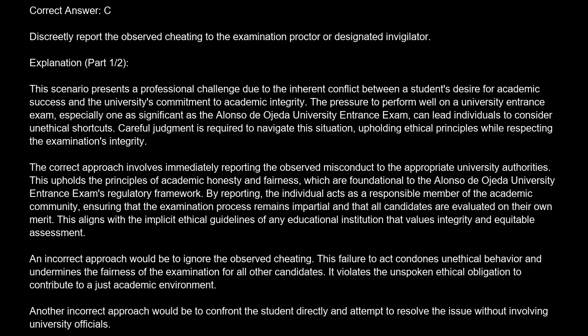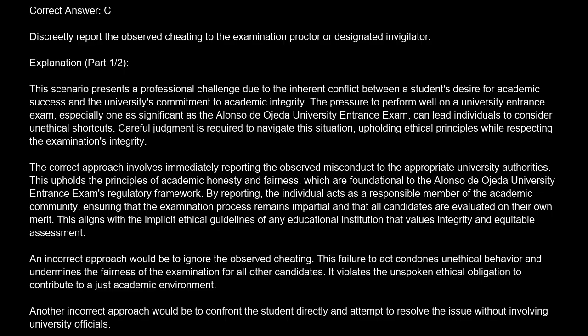The pressure to perform well on a university entrance exam, especially one as significant as the Alonso de Ojeda University entrance exam, can lead individuals to consider unethical shortcuts. Careful judgment is required to navigate this situation, upholding ethical principles while respecting the examination's integrity. The correct approach involves immediately reporting the observed misconduct to the appropriate university authorities.